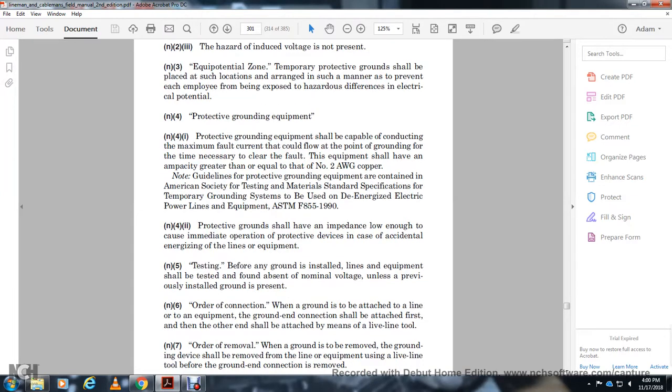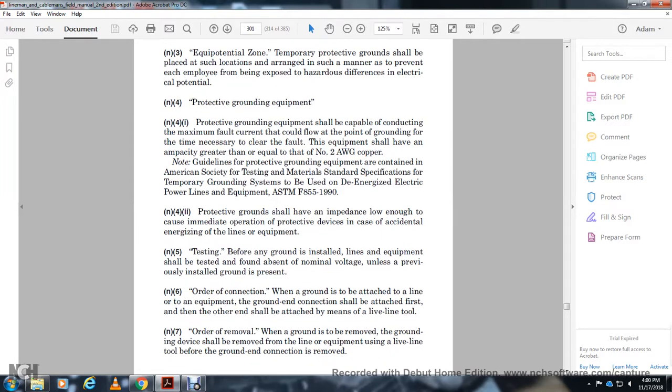Order of removal. When the ground is to be removed, the grounding device shall be removed from the line or equipment using the live-line tool before the grounding end connection is removed.